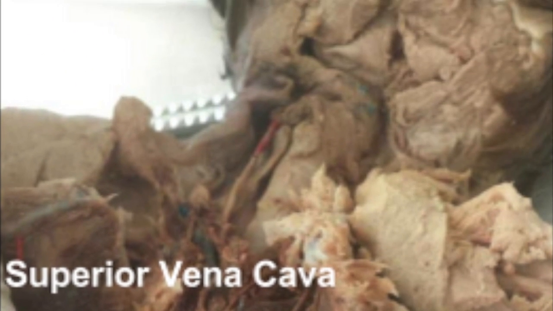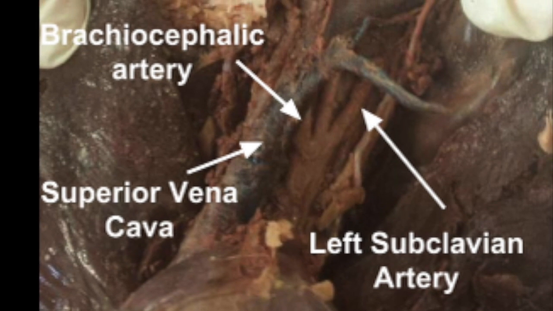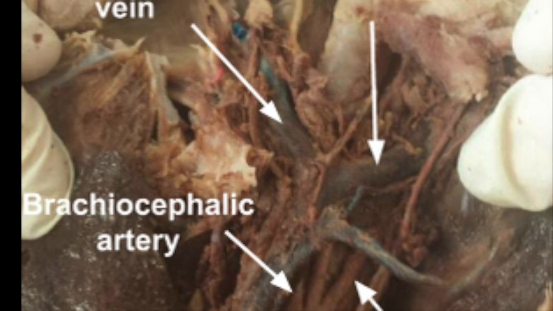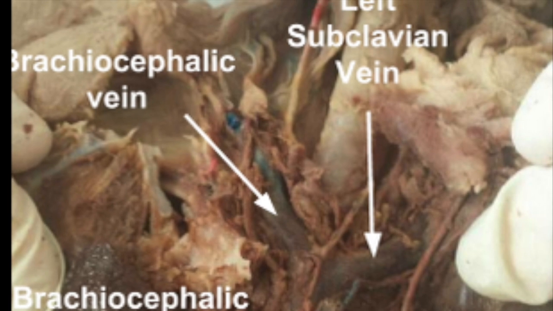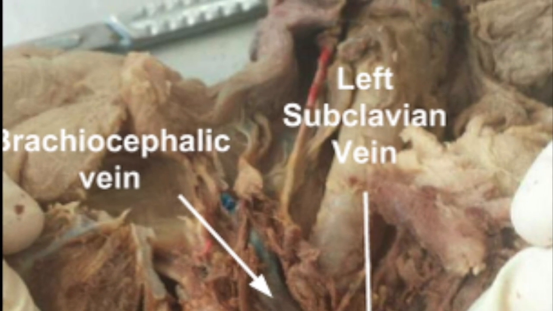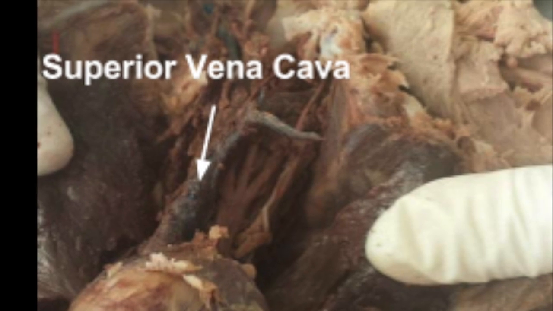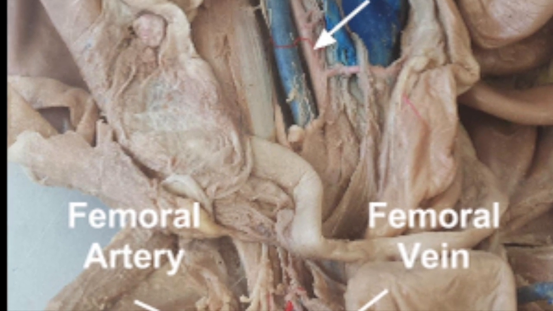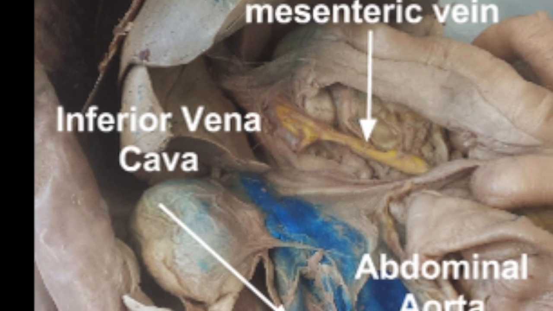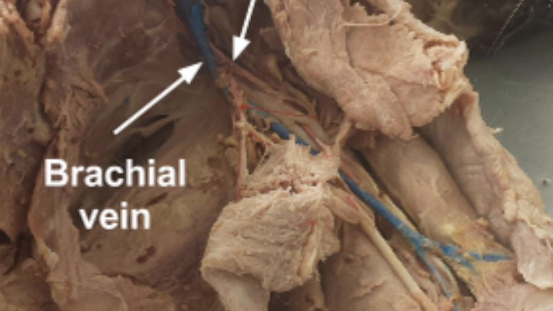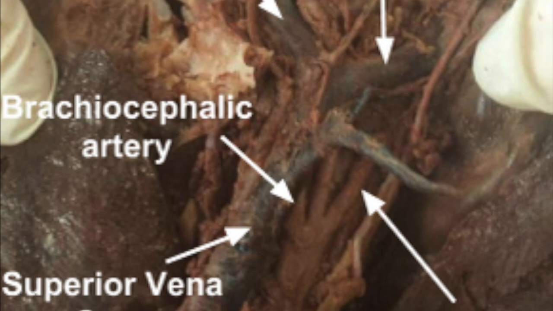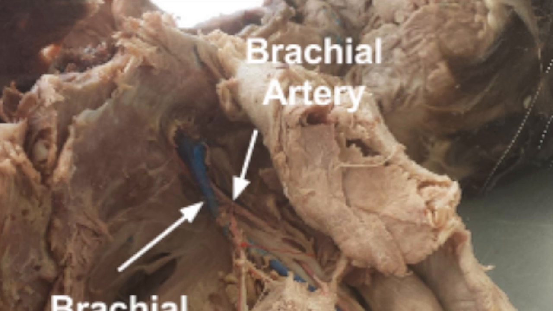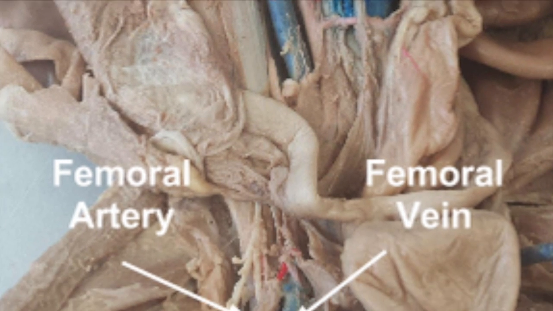Our group was responsible for identifying numerous veins and arteries. The difference between veins and arteries is that veins carry deoxygenated blood versus arteries which carry oxygenated blood. Some of the major veins we were able to identify in the cat that are similar to major veins in humans are the superior vena cava, the brachiocephalic vein, the femoral vein, the inferior vena cava, the mesenteric vein, and the brachial vein. Major arteries in cats that are similar to humans are the brachiocephalic artery, left subclavian artery, brachial artery, abdominal aorta, and femoral artery.